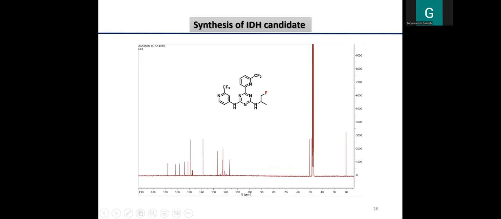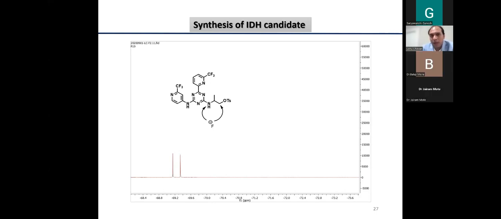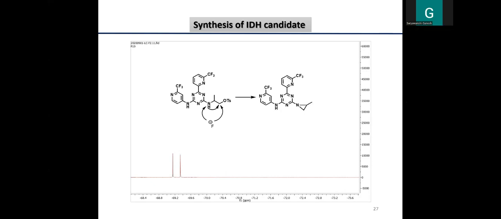So we doubted that maybe something else formed, and then I took fluorine NMR of this compound. Then we realized what happened: this F minus, instead of substituting this OTs, took a proton from this nitrogen, and this nitrogen substituted this OTs, which gives a three-membered cyclic nitrogen-containing ring, a triazine ring with a pyrrolidine ring. So this didn't give our required compound.